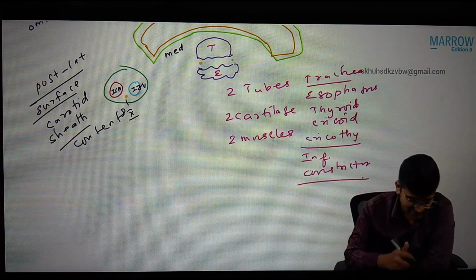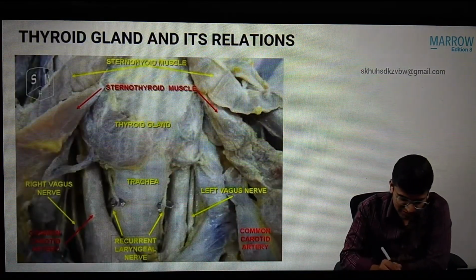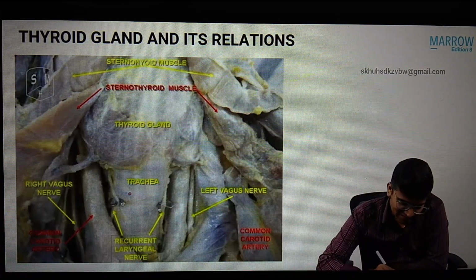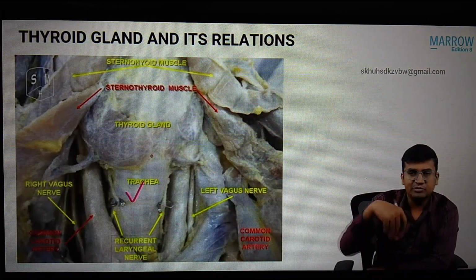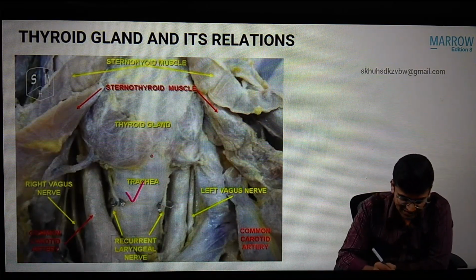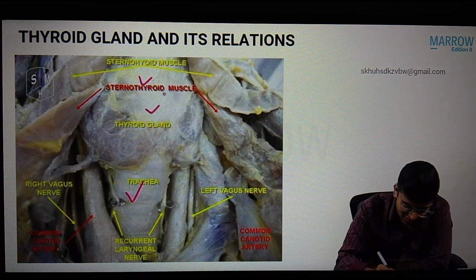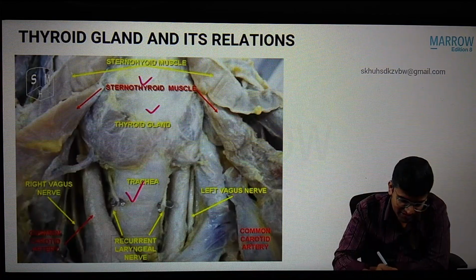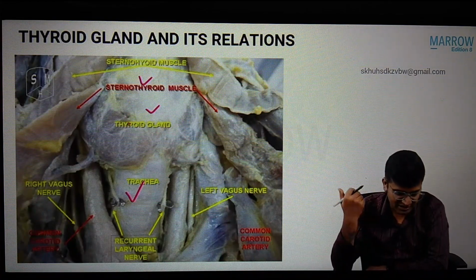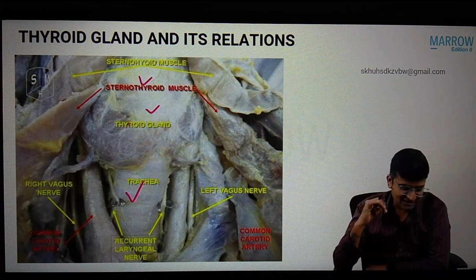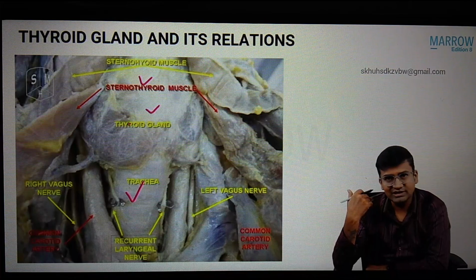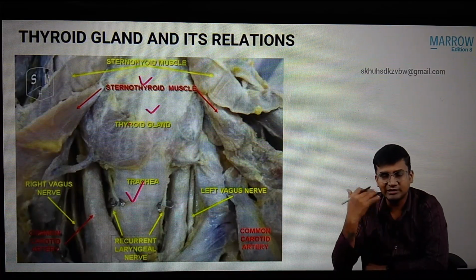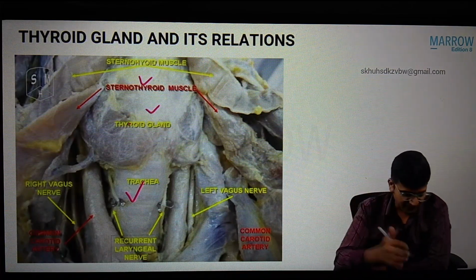Okay, right. Now see the diagram. This is the medial surface of the gland. We are seeing the trachea, behind the trachea the esophagus, the thyroid cartilage, cricoid cartilage, and also the cricothyroid muscle and inferior constrictor muscle. These are the structures related to the medial surface of the lateral lobe. That's all about the lateral lobe: apex, base, and three surfaces.